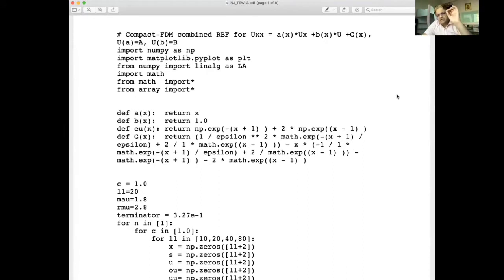Our equation is the most general form of a linear equation in second order. It is d2u by dx squared equal to a of x times the derivative of u plus b of x into u plus a function g. This is the example I have given in the slide, and this is what I have written here.